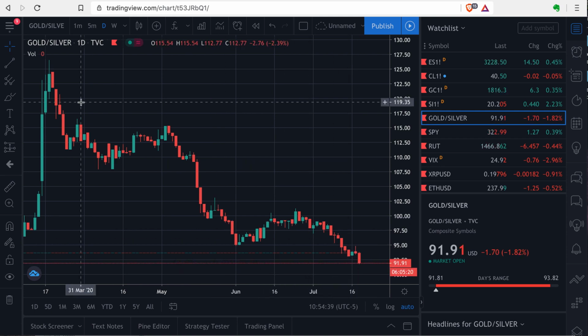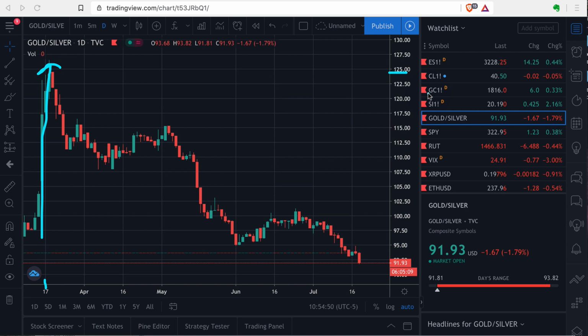Since around April, it peaked at the top, where the ratio was around 125 to 1, which means you would need 125 ounces of silver to buy 1 ounce of gold, which is pretty crazy. So it went up like crazy to here, and then it started decreasing and decreasing and decreasing, meaning silver is gaining in value relative to gold at quite a quick rate, I would say.